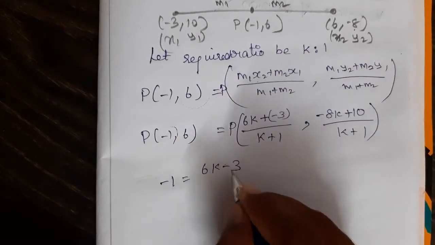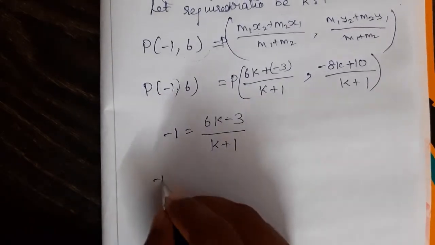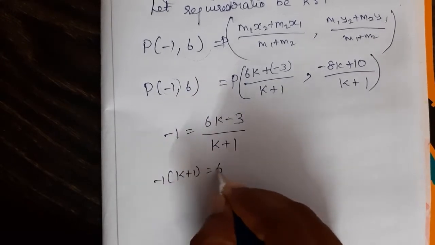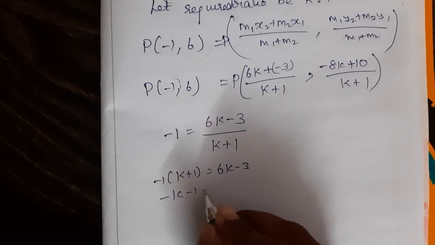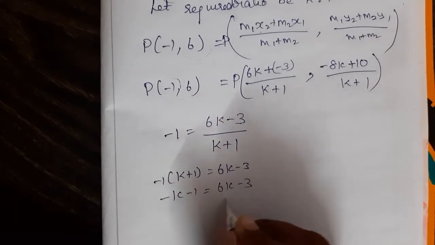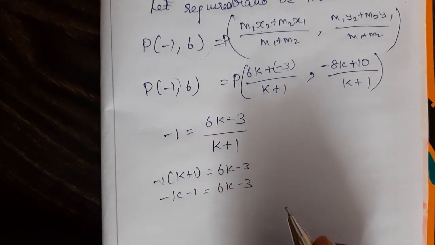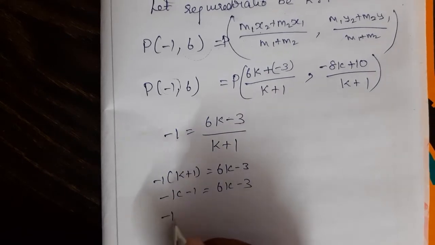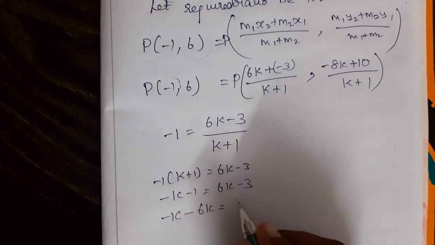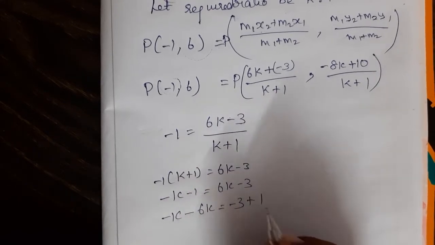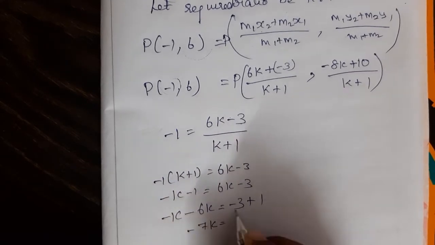plus into minus is minus 3 by k plus 1, right? So bring the k plus 1 here, it will become minus 1 into k plus 1 is equal to 6k minus 3. While multiplying, it will become minus k minus 1 is equal to 6k minus 3. If you bring 6k here and minus 1 there, it will become minus k minus 6k is equal to minus 3 plus 1.